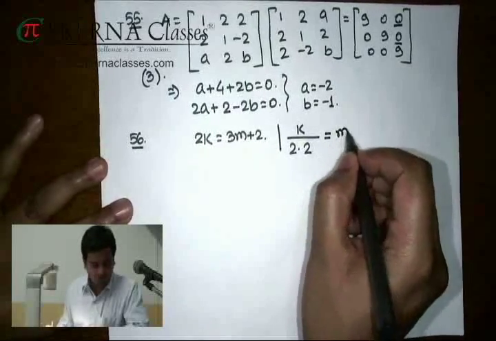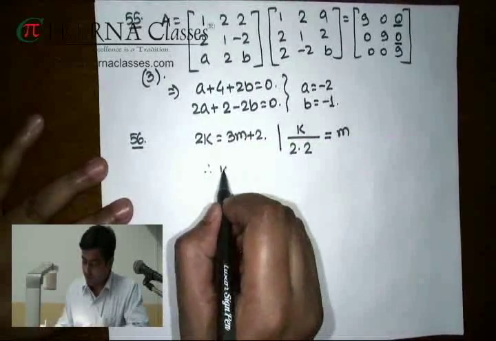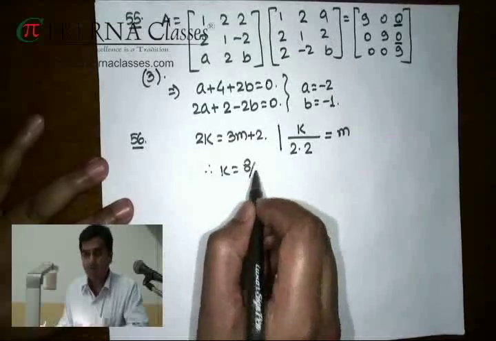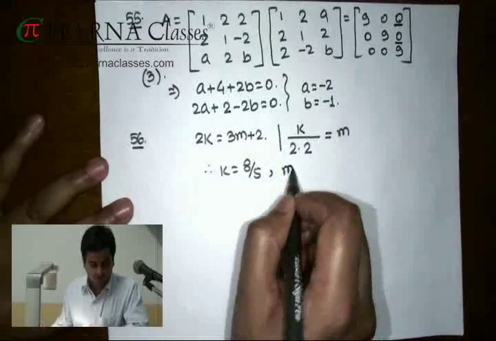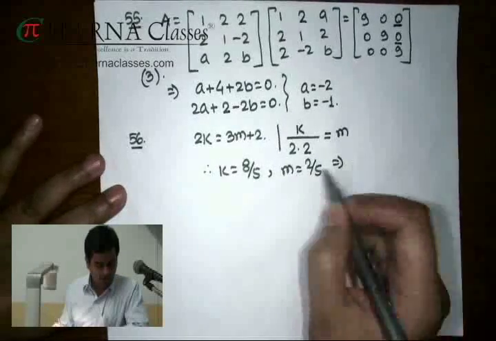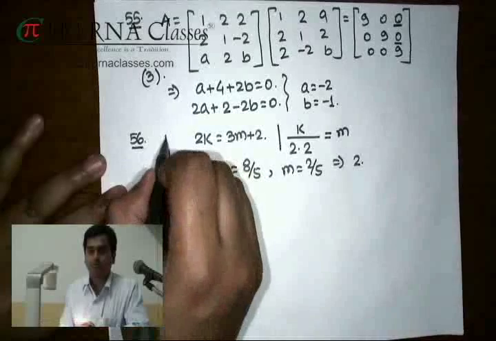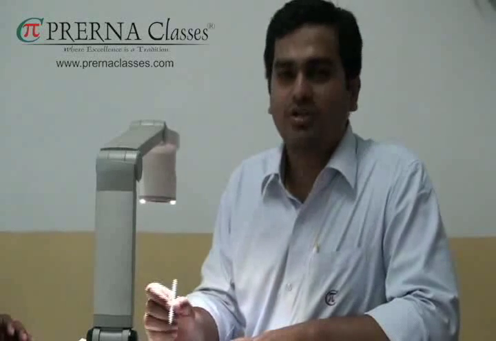Solving this pair of equations, you can check the value of k is going to be 8 by 5 and the value of m is going to be 2 by 5. We are interested in k plus m, which you can check is matching with 2, and that is matching with option 4.